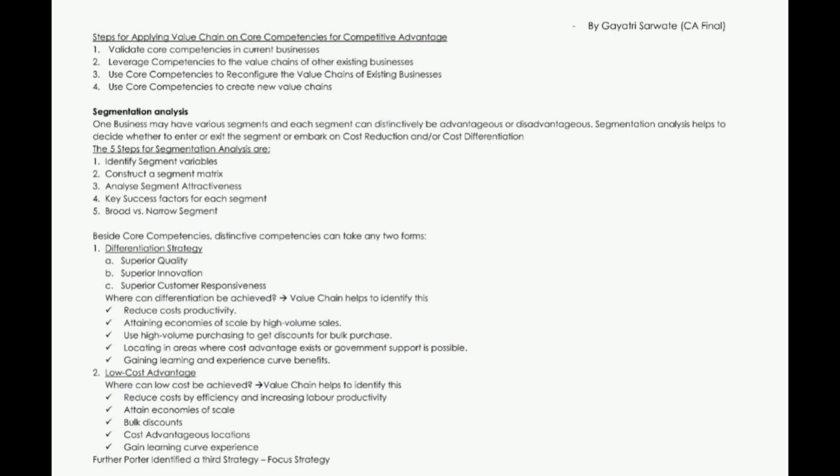The third important thing is to use these core competencies to reconfigure the value chains of the existing business. Now, what exactly is this reconfiguration? It is just doing things a bit differently so that the competitors will not exploit our opportunities. And further, the fourth step is to use these core competencies to create new value chains, which will help an organization to seek new customers. And then again, overall profitability will increase and value will be created for our whole firm.